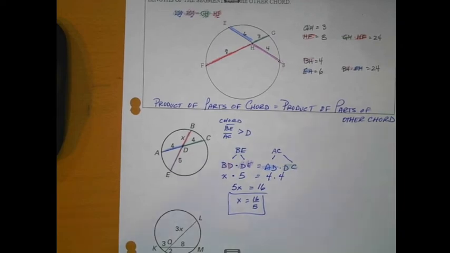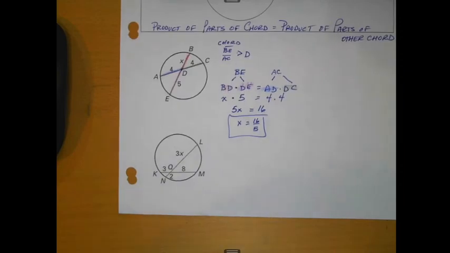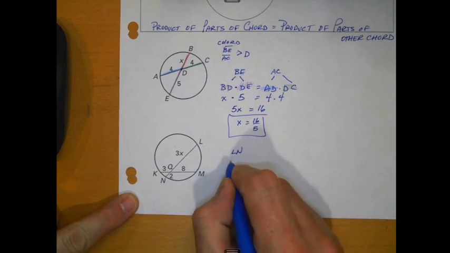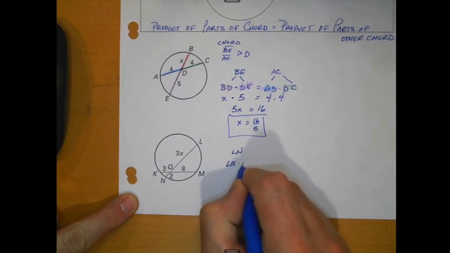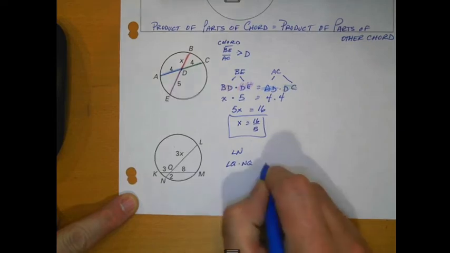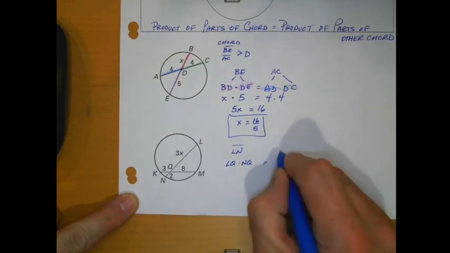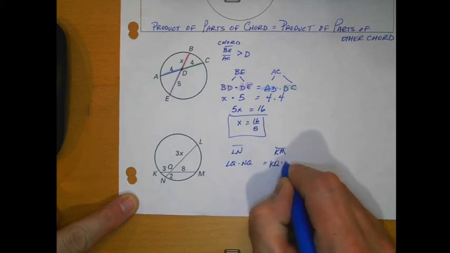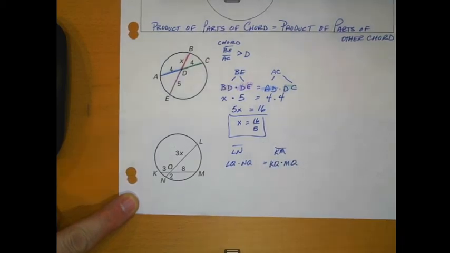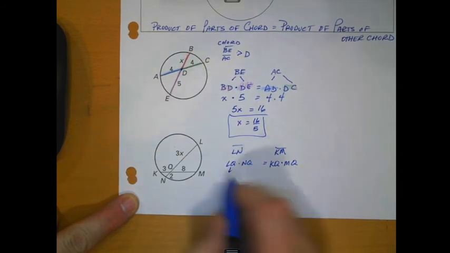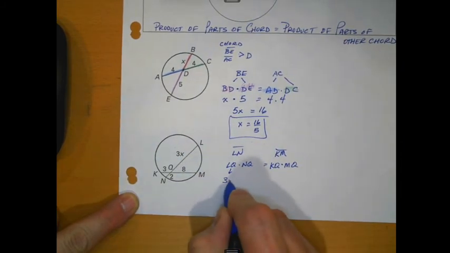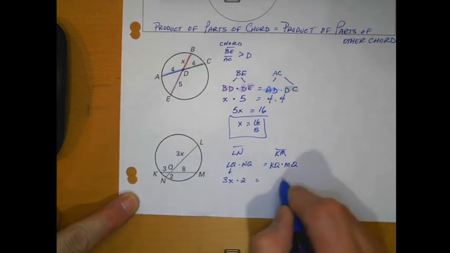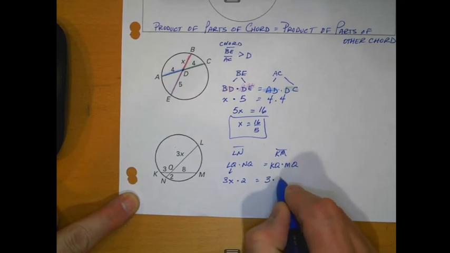Okay? All right, so let's take a look at this one. So chord LN is broken up into two parts, LQ and NQ. And we have the other chord, KM, and that's broken up into KQ and MQ. And we're going to multiply those parts together. So LQ is 3x, NQ is 2, KQ is 3, and MQ is 8.